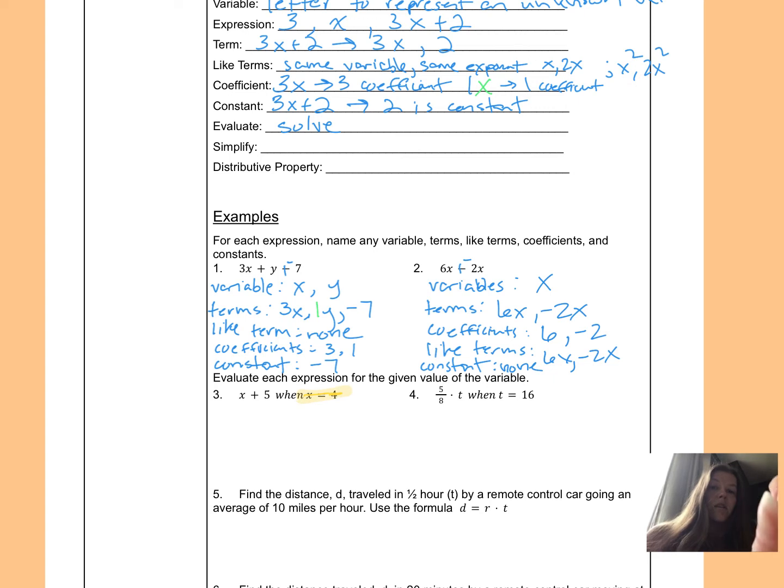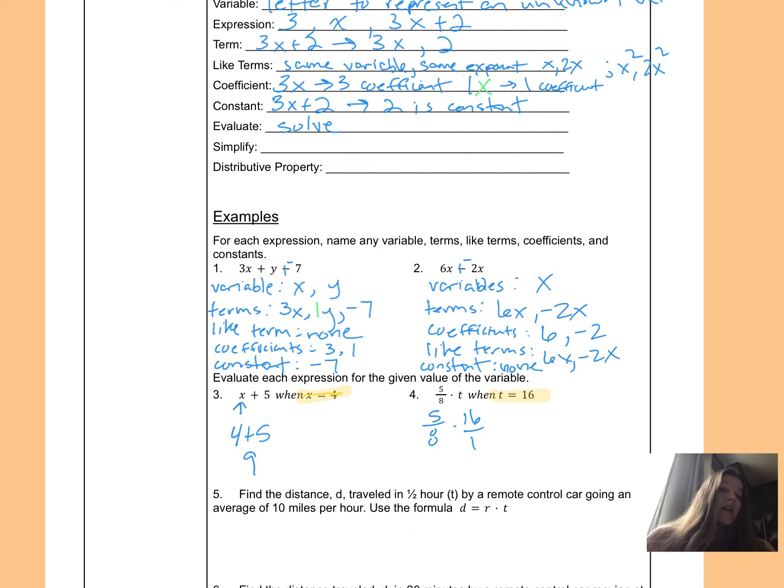So then, in place of x, we're going to plug in that 4. So 4 plus 5, and we get 9. And then our next one tells us t is 16. So I'm going to take my 5/8 times, and instead of t, we're going to plug in that 16. And since we're doing the fraction, we're going to go 16 over 1.